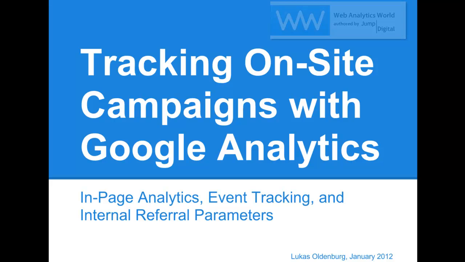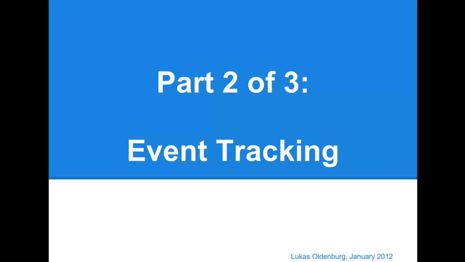Welcome to part 2 of this series on how to track on-site campaigns with Google Analytics. In this part we will look at event tracking, a very flexible method to track on-site campaigns. On-site campaigns, as we've seen in the first part, are for example teaser links on your homepage.